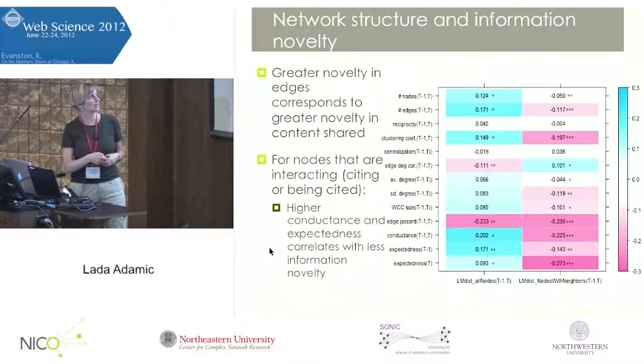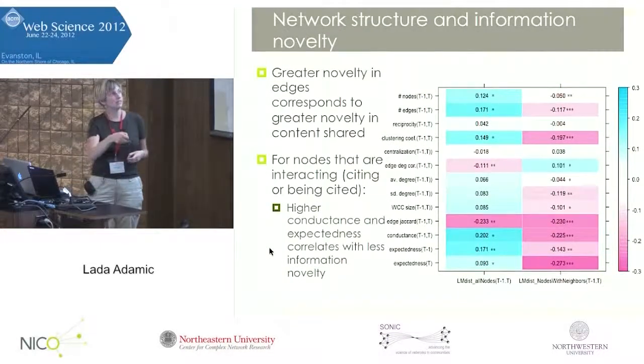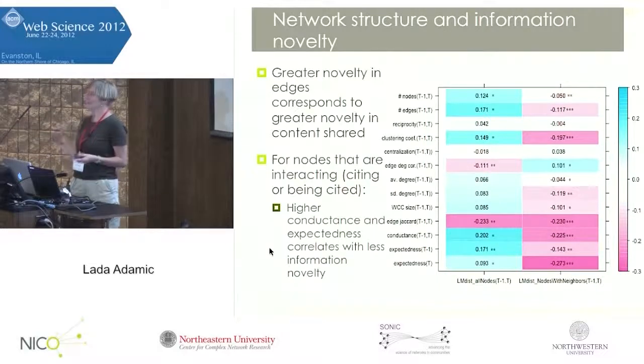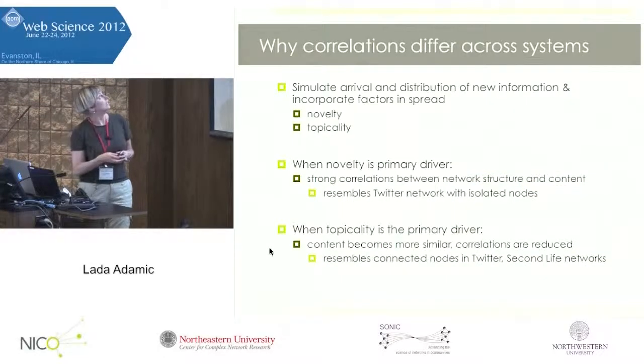We can also look at novelty, and here I'll just focus on the nodes that have at least one interaction, at least one neighbor in the graph. And here, as you might expect, if there's higher expectedness, there's lower KL divergence, meaning that the content also hasn't changed that much if it's the same people talking to each other.